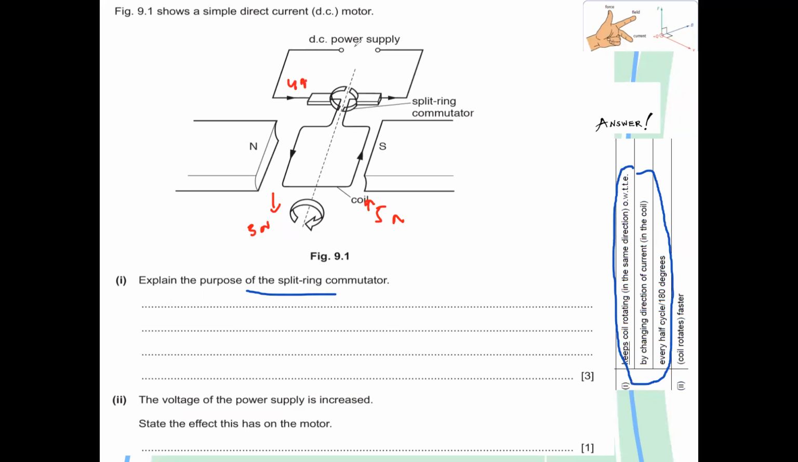So if there is more current, the magnetic field of the wire is stronger, and the force on each side will also increase. So the speed of the rotation will increase as well. So it will rotate faster. What will be the direction of the force?